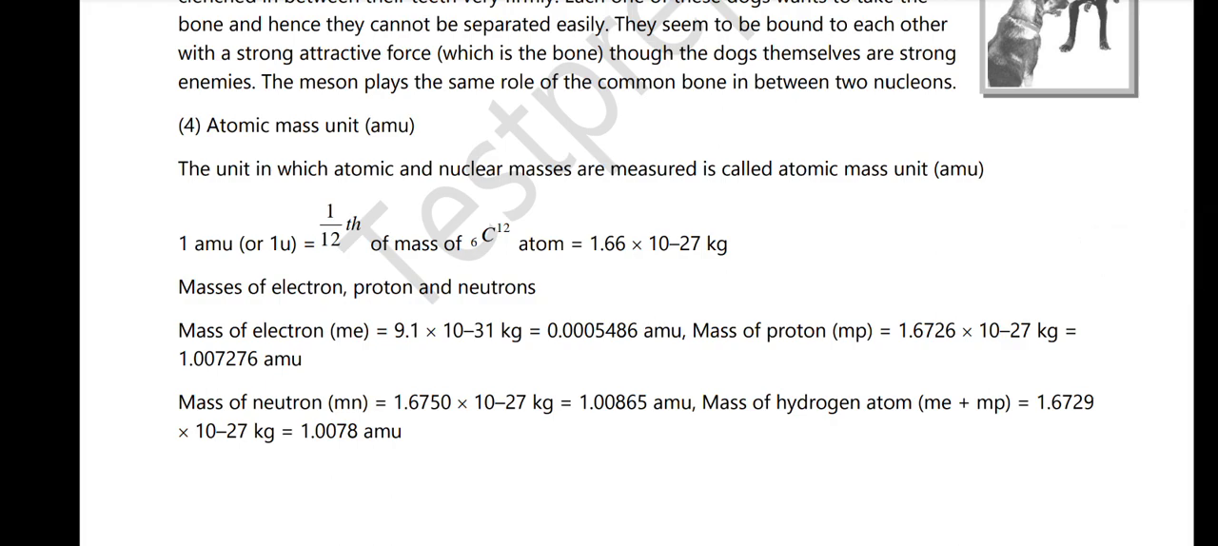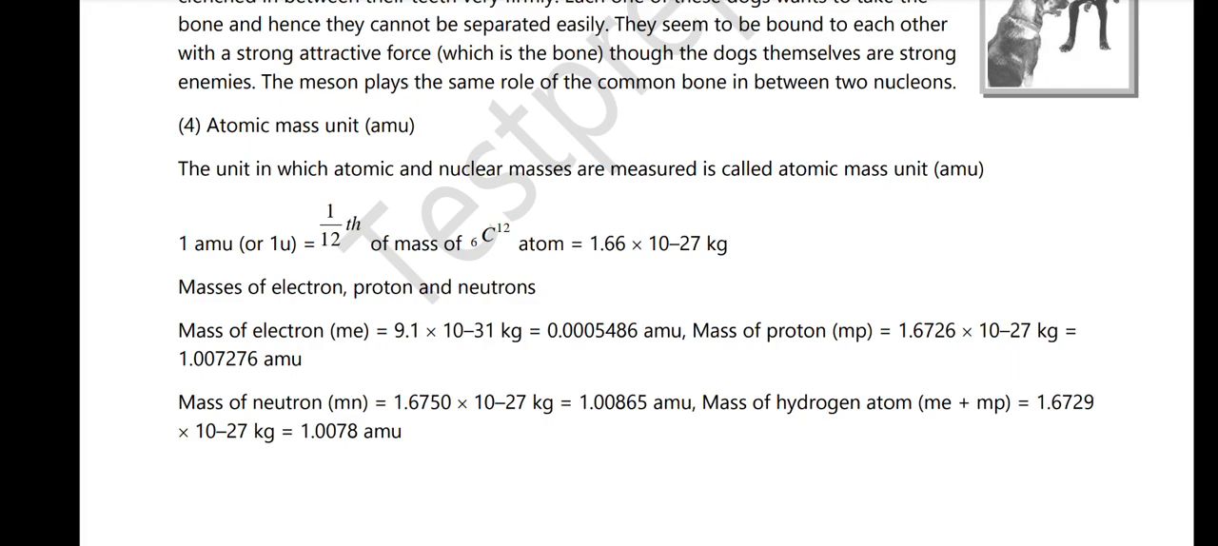Atomic mass unit, that is AMU. It is the unit in which atomic and nuclear mass can be measured. This unit is called AMU, atomic mass unit.